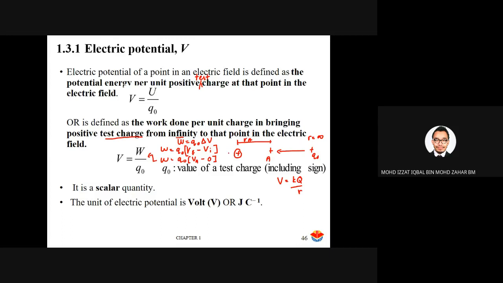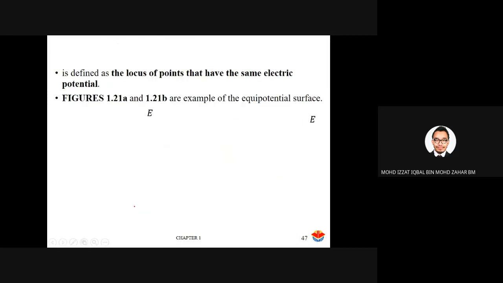You have to write it, otherwise it is wrong. Okay, we discuss more on how to calculate V after this, so don't worry about that as well. It is a scalar quantity. The unit for electric potential is V. Okay, so for any question.